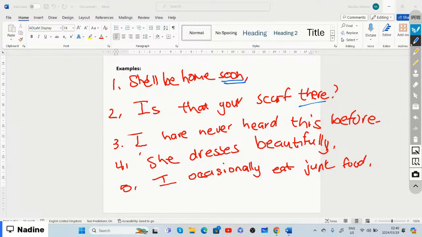I have never heard this before. We need to say what type of adverb it is. I've never heard this before. All right, so basically our answer is going to be before.